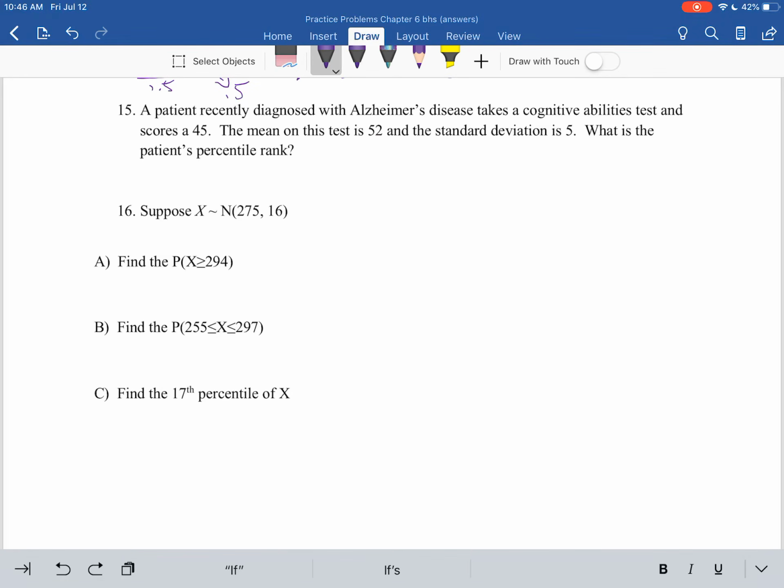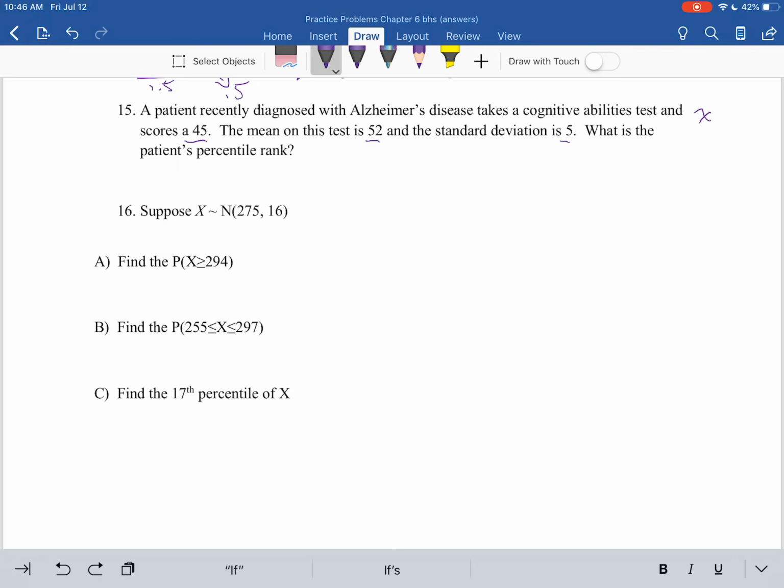And then number 15. So we have an Alzheimer's disease test. Sorry, I was looking at 16, wondering what was going on. We have this person at the Alzheimer's test who scored 45, and the mean on the test is 52 with a standard deviation of 15. So let's write all our values off to the side here.